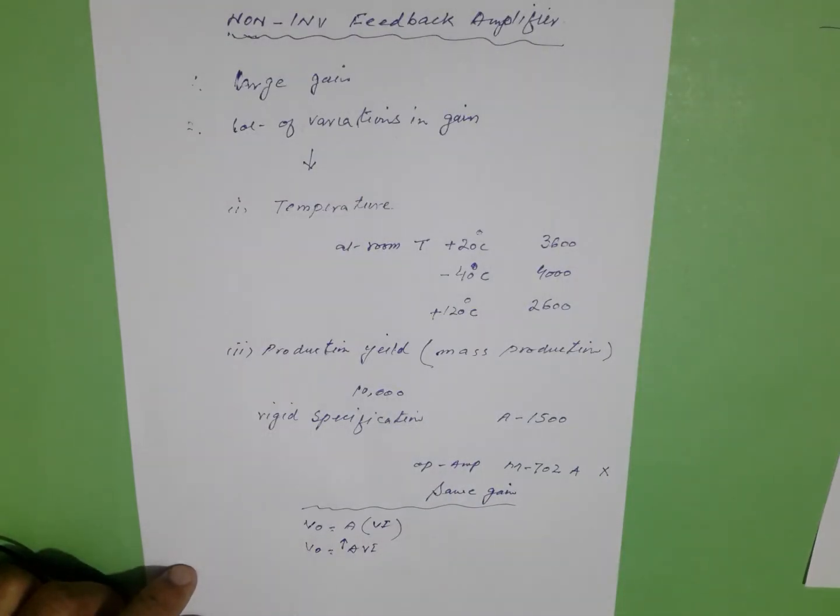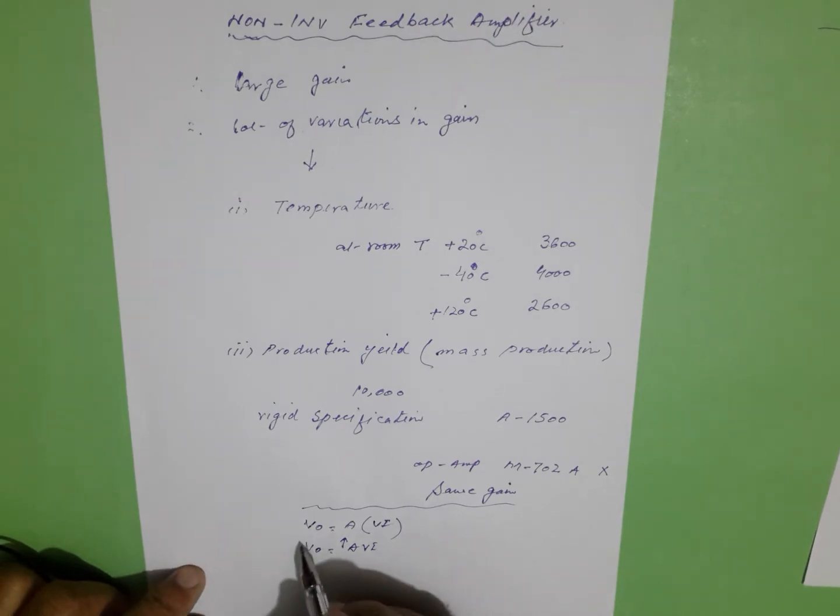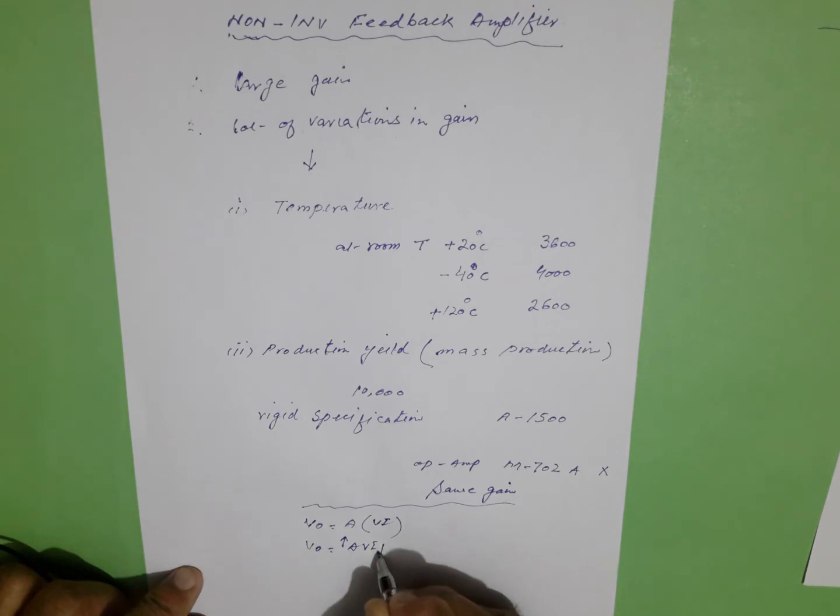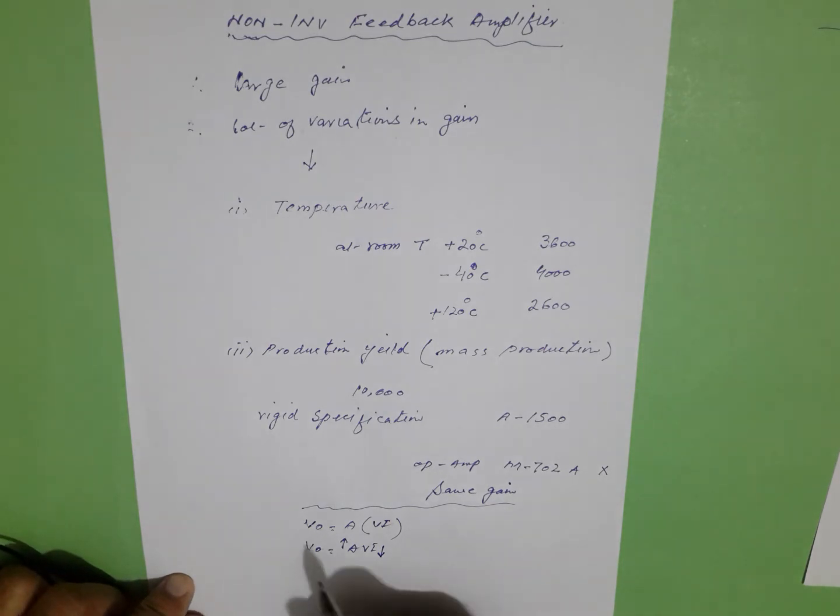Now, when A tends to increase V naught, V input goes down because of feedback. Therefore, the increase in V naught is counterbalanced by the decrease in V input 1.